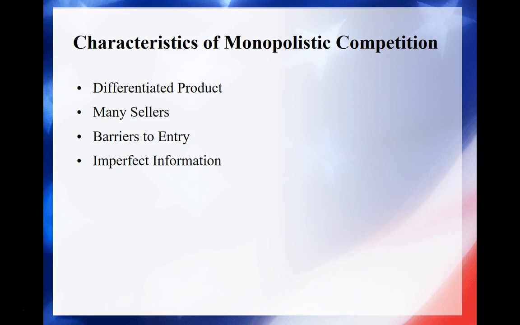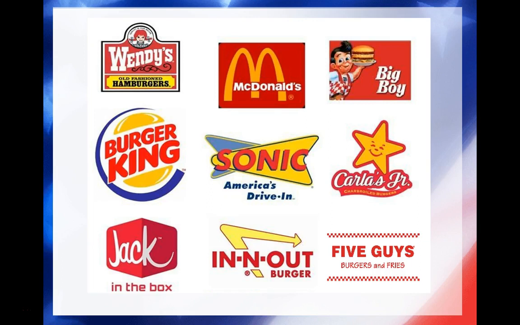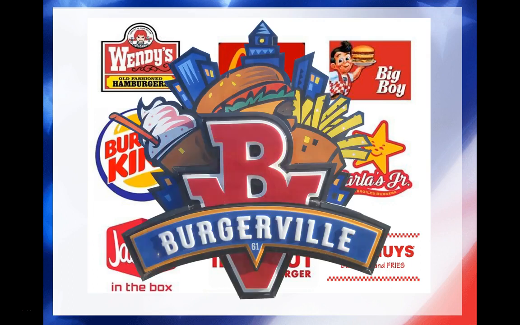In monopolistic competition, you have the same four areas: product, sellers, entry, and information, but they're a bit different between monopoly and perfect competition. First is differentiated product. The product is similar, but it has variations that make it unique. Carl, Ronald, Wendy, and the King all sell burgers, but Ronald has secret sauce. The King lets you have it your way. Wendy's are square, and Carl charbroils the thing. The production is the same. The only difference is the uniqueness of the product. So which one is the best burger?